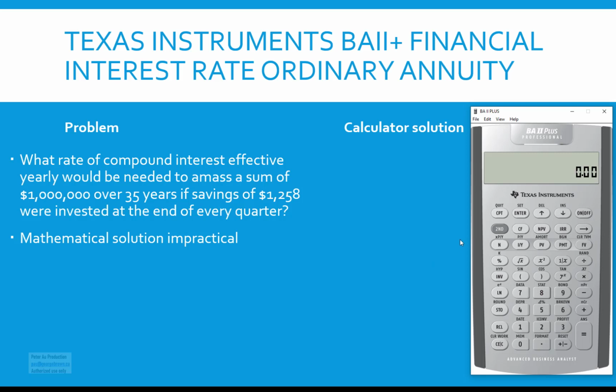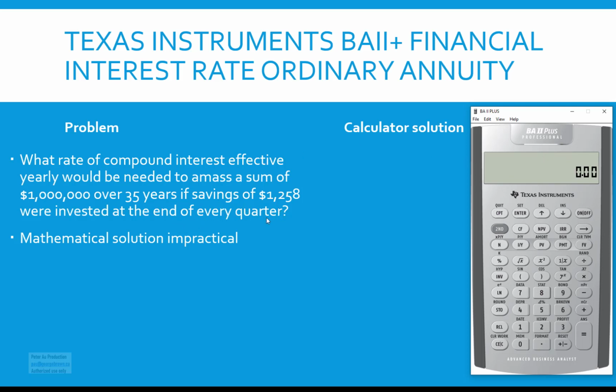We first set our payments per year and compounds per year. Second function, PY. The payments are made at the end of every quarter, so that is 4 times per year. Press 4 and enter for PY. Press the down arrow button. The compounds per year. The answer that we want would be effective yearly, so that would be once a year. So press 1 and press enter. We've set our payments per year, which is 4 every quarter, and our compounds per year to 1. We leave by pressing second function, quit.